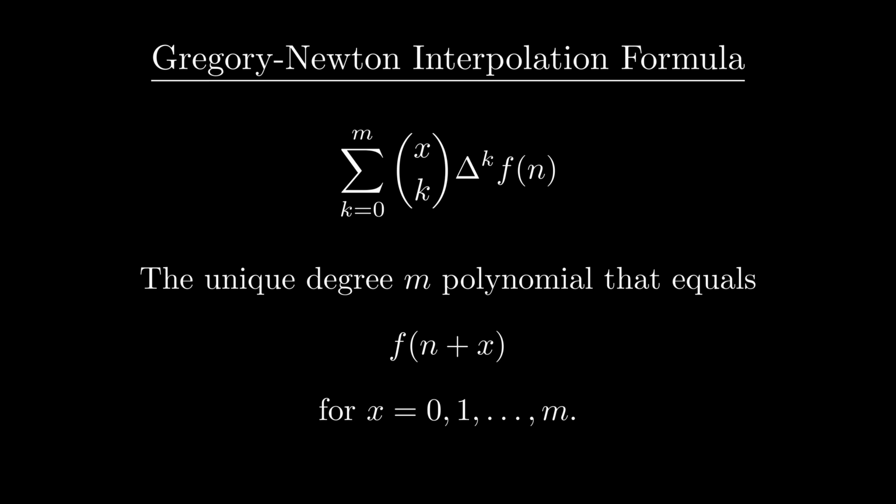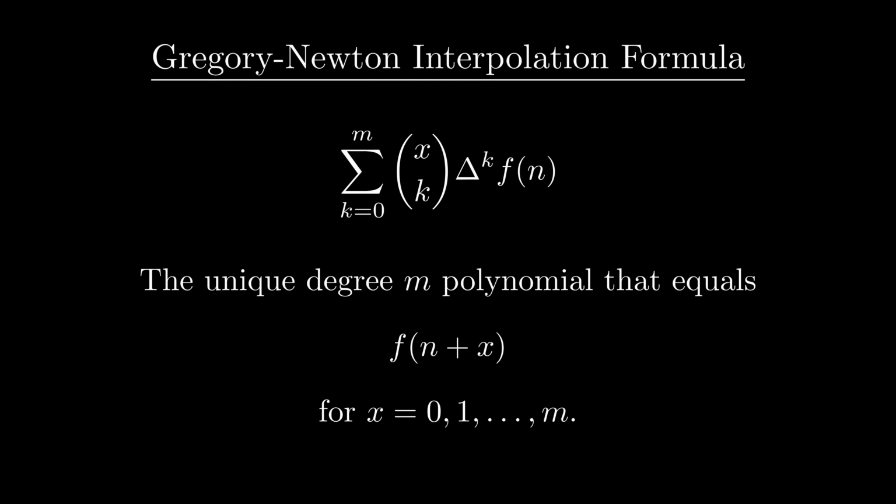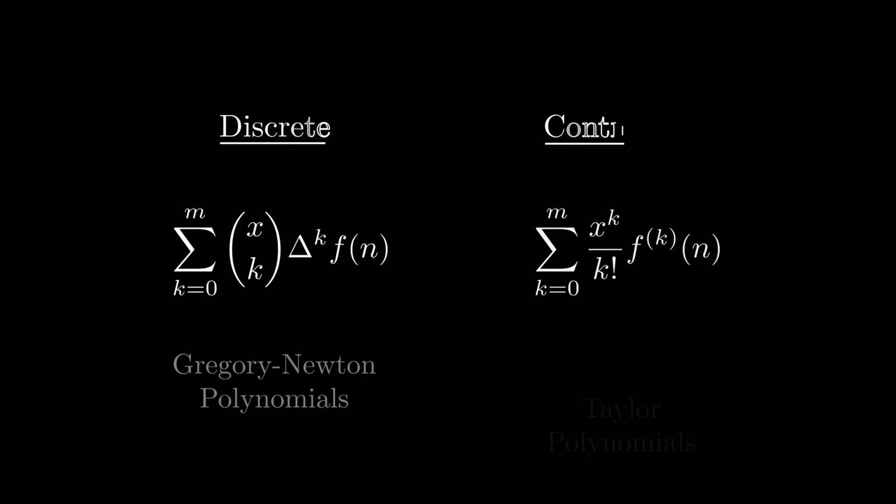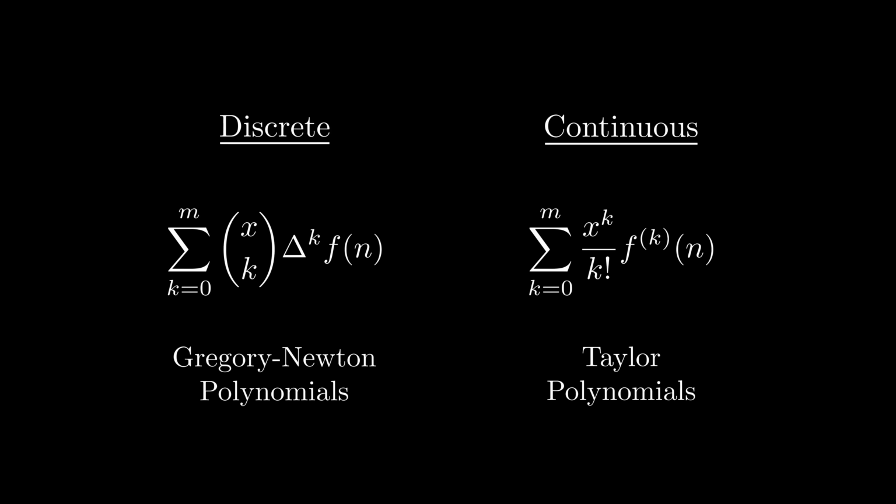Now, there's one final connection here I want to share. If you squint your eyes, this formula might look a bit familiar. That's because Gregory-Newton polynomials are the discrete version of Taylor polynomials. And that's where I'll end things.